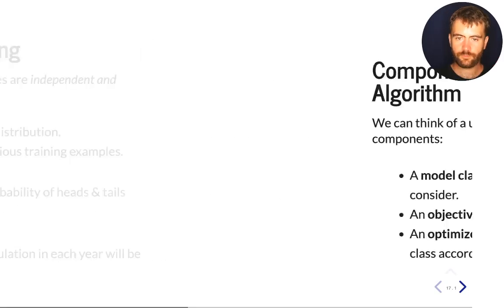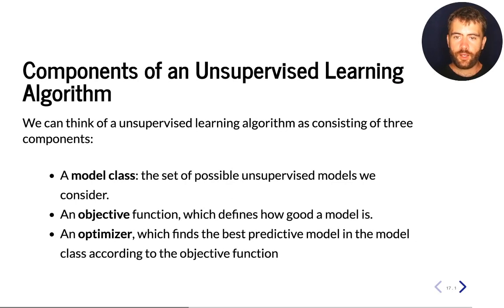So far, I defined what a data set is, and we can also look at the components of an unsupervised learning algorithm, which are at a high level the same components that a supervised learning algorithm would have. Again, we have a model class, an objective, and an optimizer. This structure remains the same, but the particular choice of model class, objective, and the corresponding optimizer is what's going to distinguish a supervised learning algorithm from an unsupervised learning algorithm.